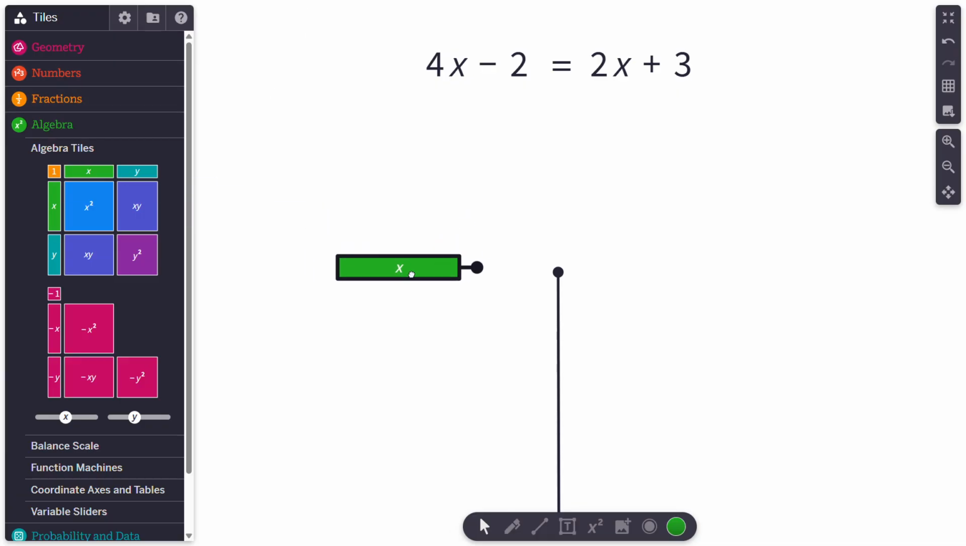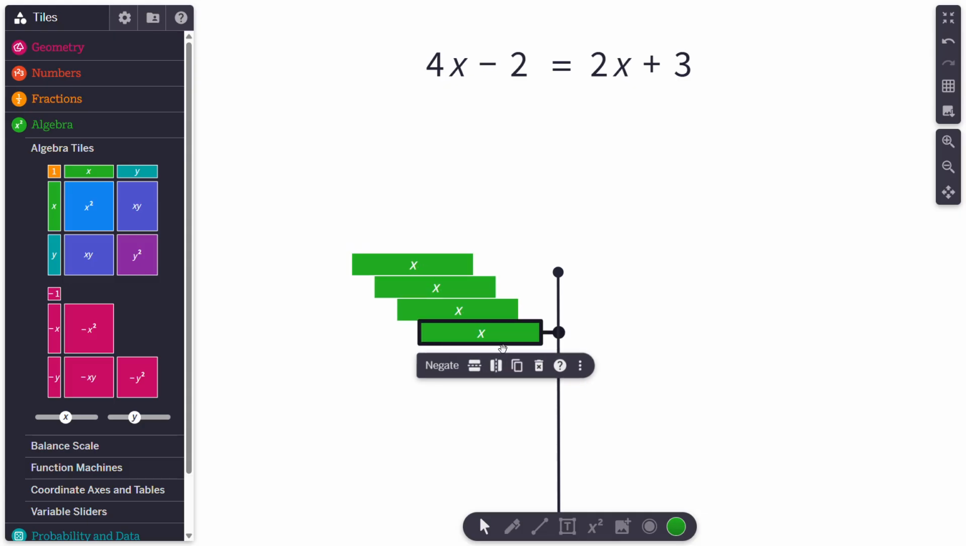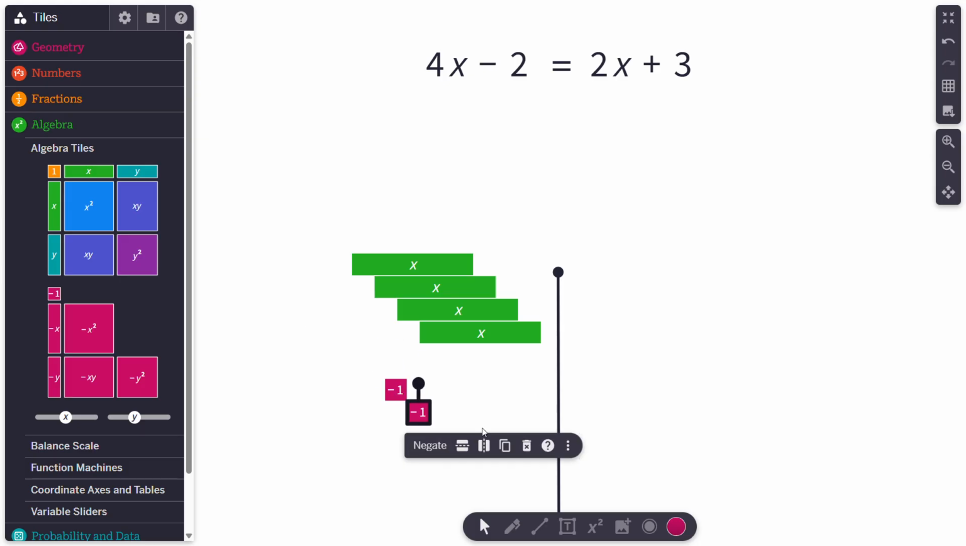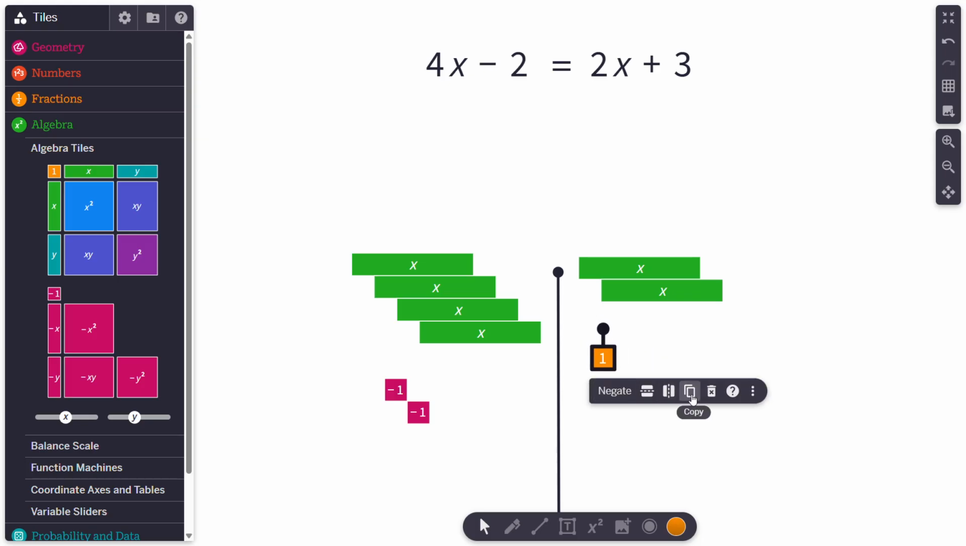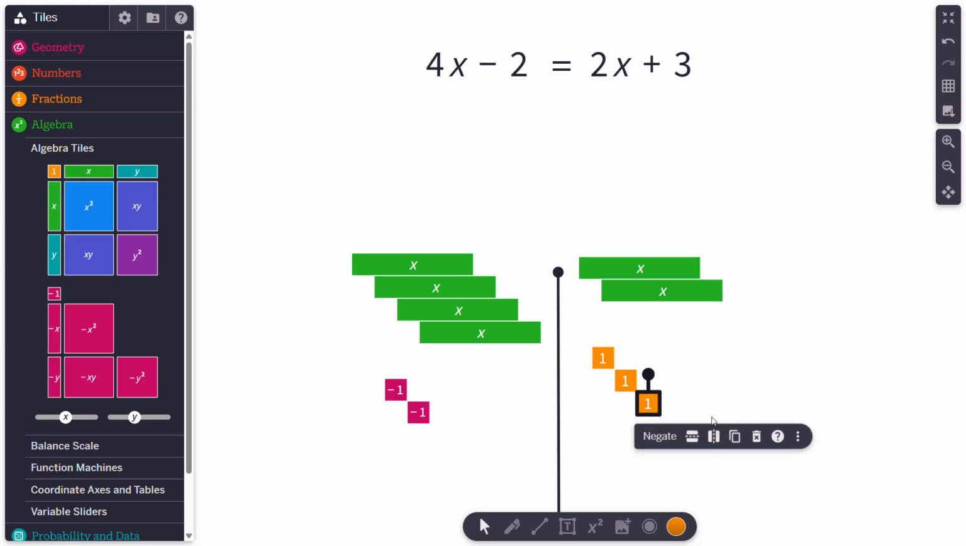We have to set it up. So 4x sets up first, right? 4x minus 2. The other side is 2x plus 3. 4x minus 2, 2x plus 3.